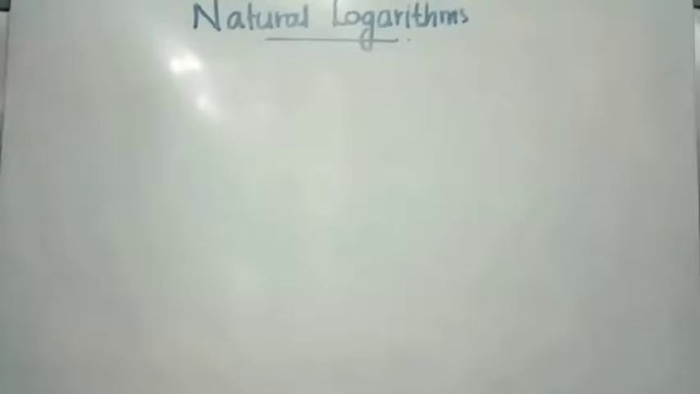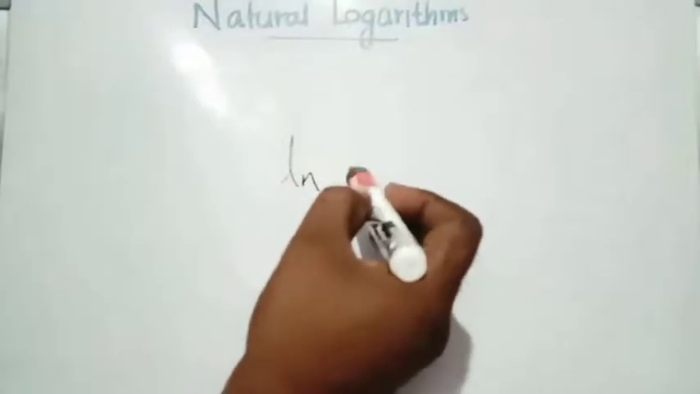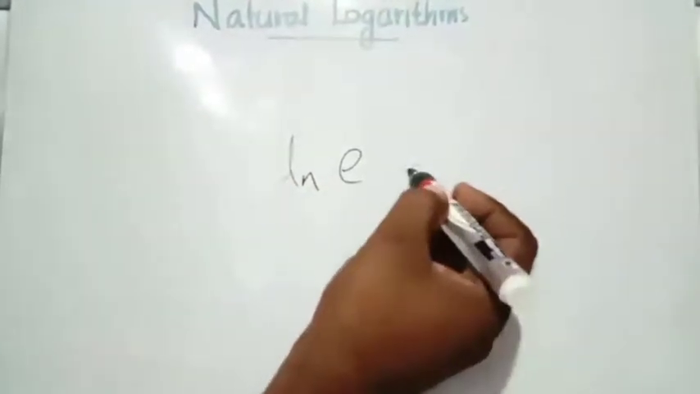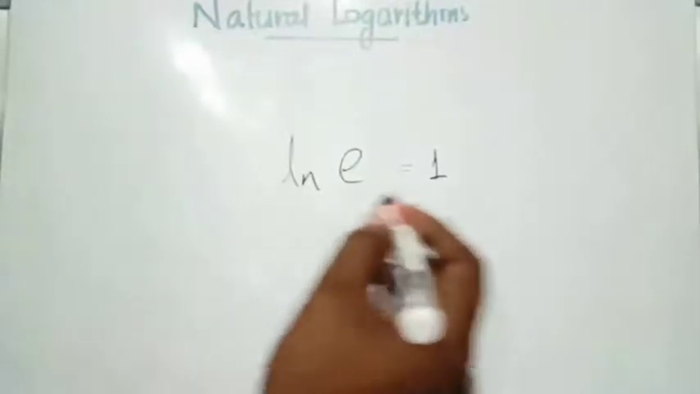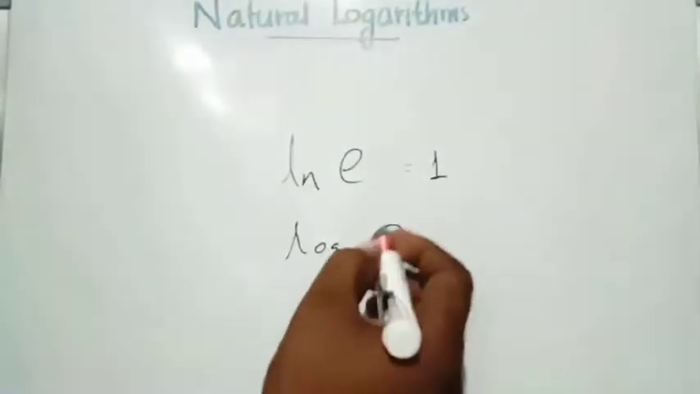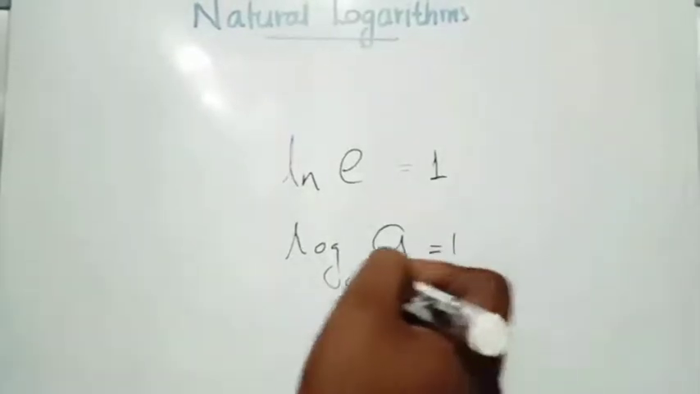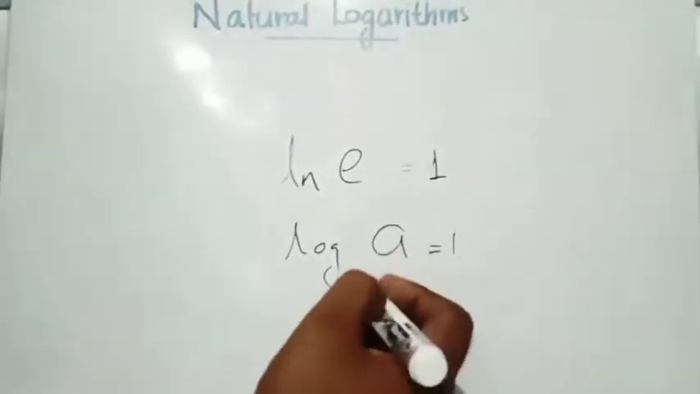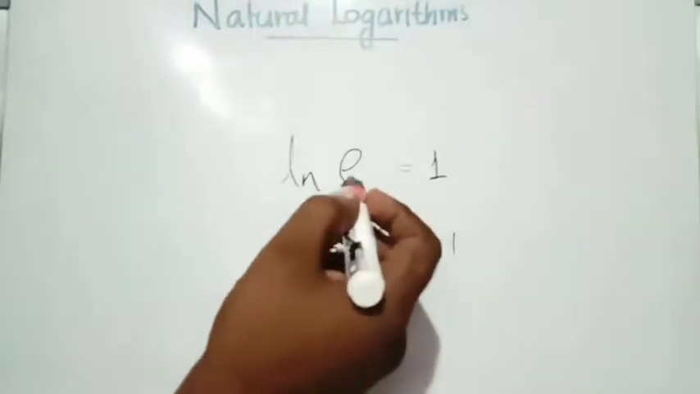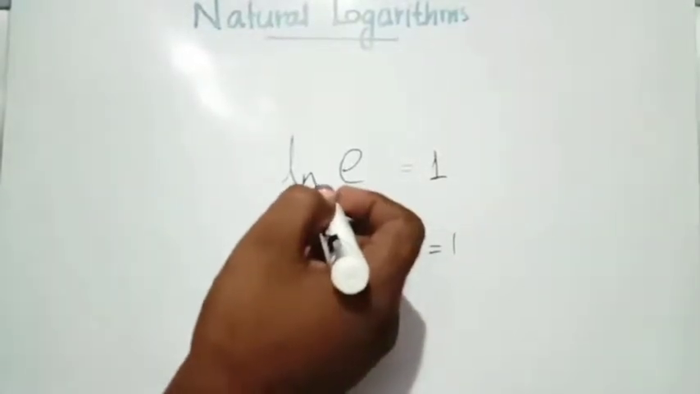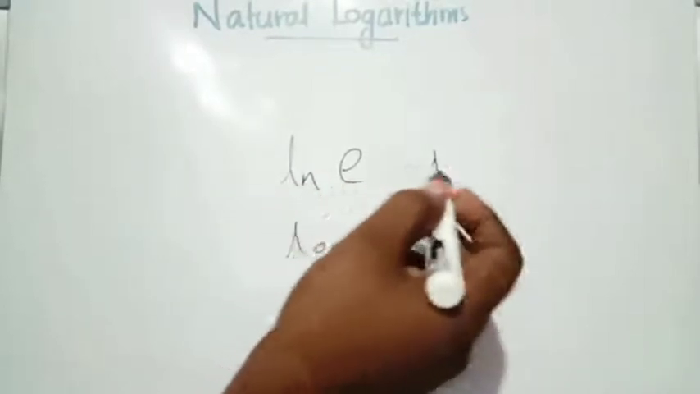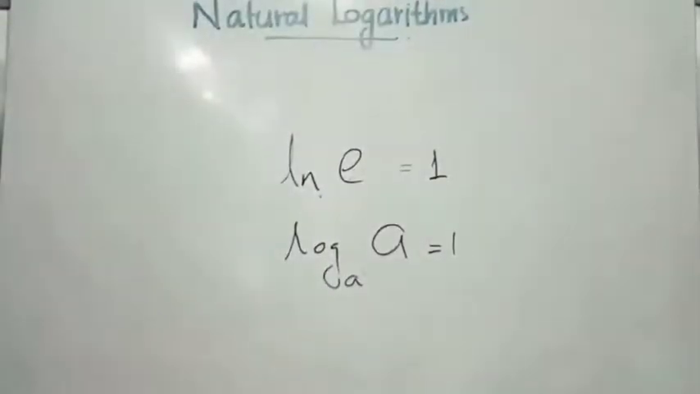All the rules of common logarithms can also be applied in natural logarithms. The natural log of e is 1. This is as per the concept that log a to the base a is 1: if the number and the base are the same, we get the result 1. Here the number is e, and in natural logarithm the base is also e. So ln e is equal to 1. A logarithm of a negative number is not defined.